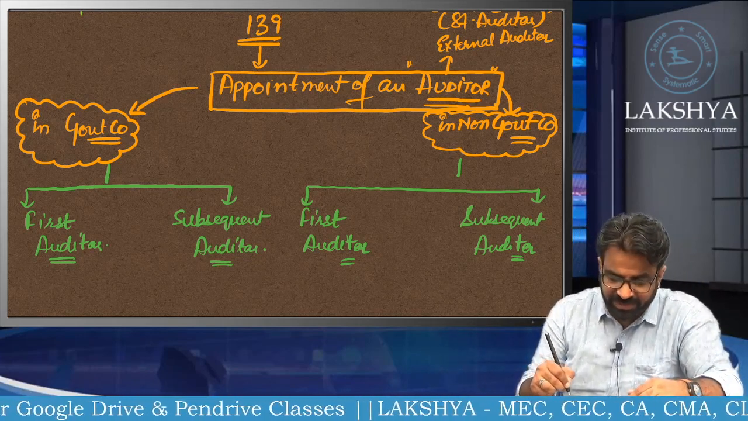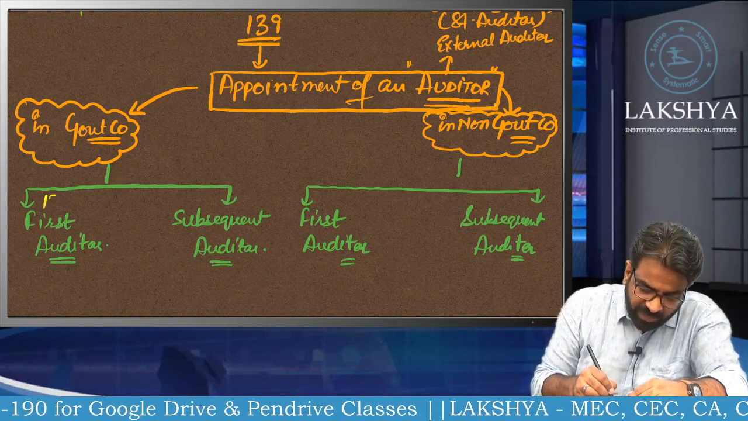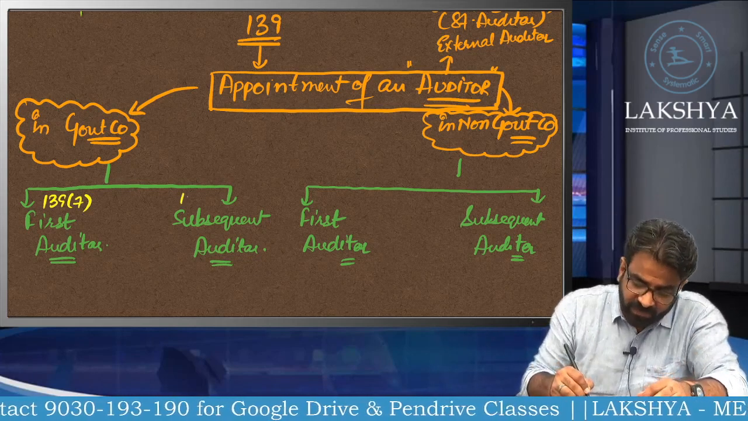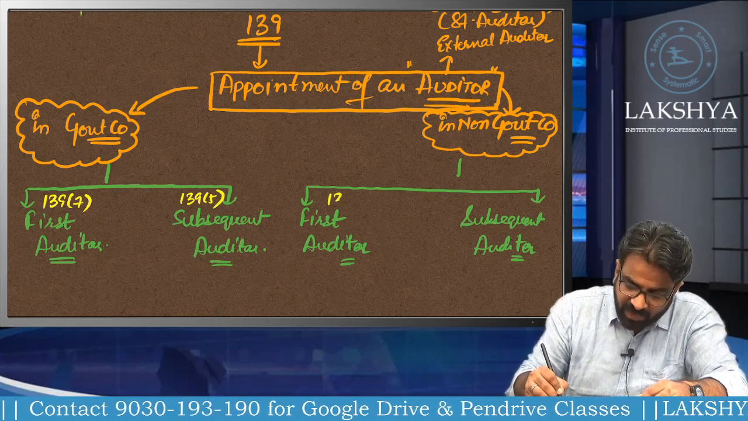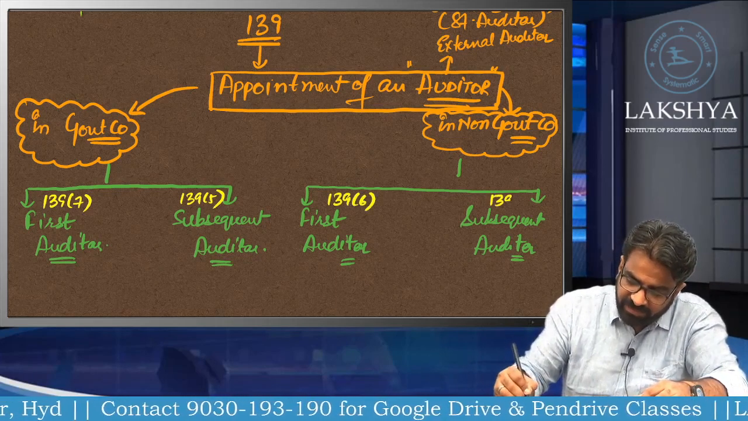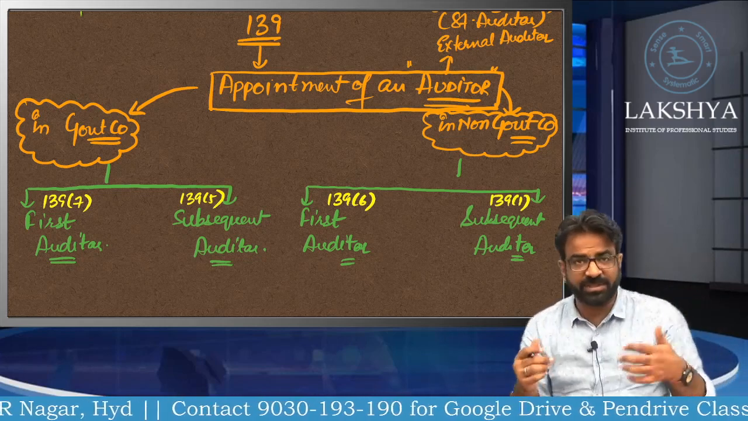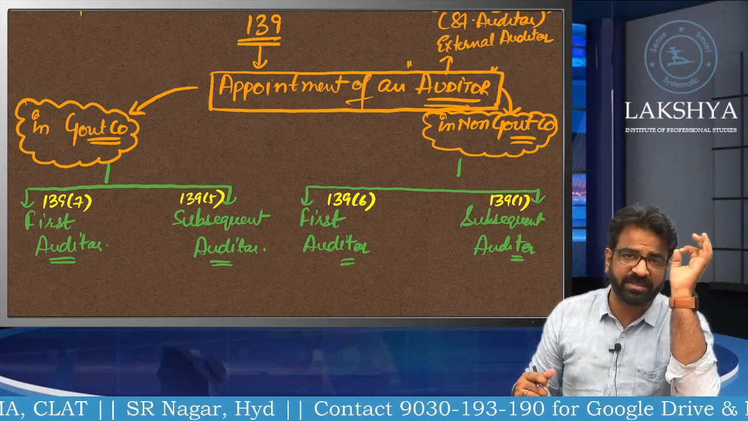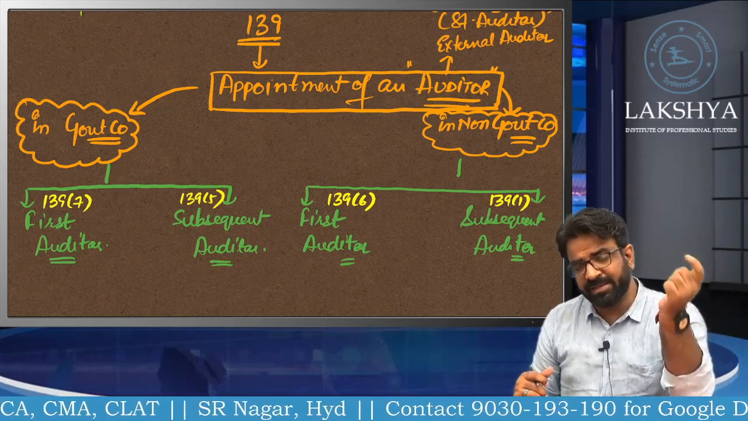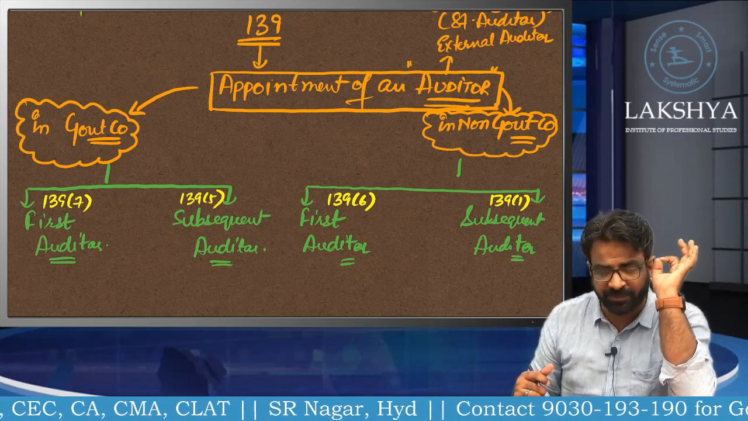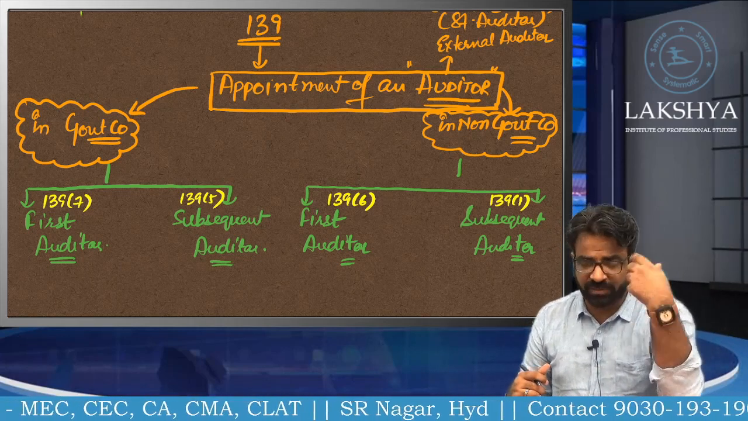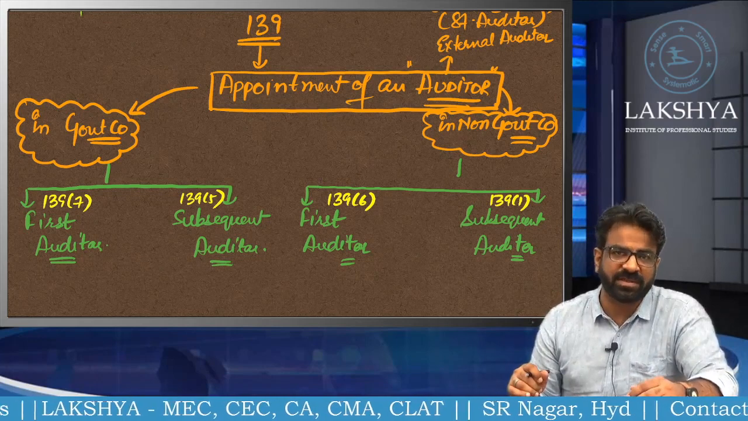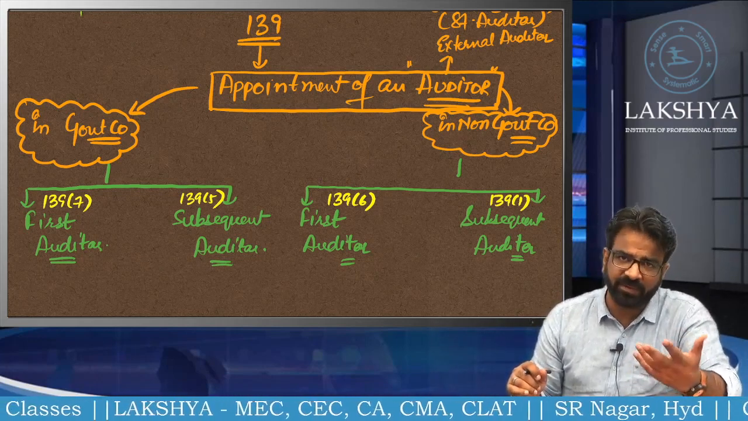So let's learn the subsections in these. This is 139 subsection 7. This is 139 subsection 5. This is 139 subsection 6 and this is 139 subsection 1. Repeat now. First auditor of the government company's appointment is included in section 139 subsection 7. Subsequent auditor of the government company is included in section 139 subsection 5. First auditor of the non-government company is covered in section 139 subsection 6, and subsequent auditor of the non-government company is covered in section 139 subsection 1. I hope everyone is crystal clear.